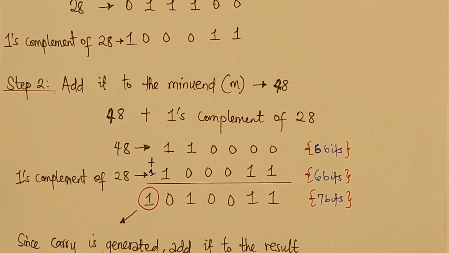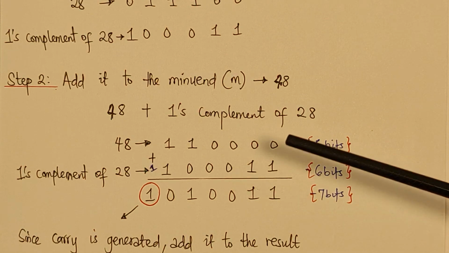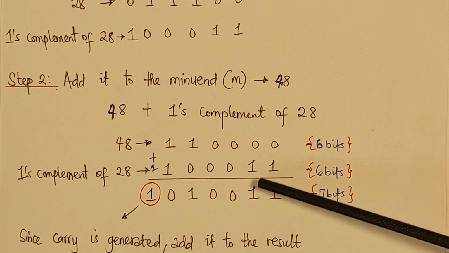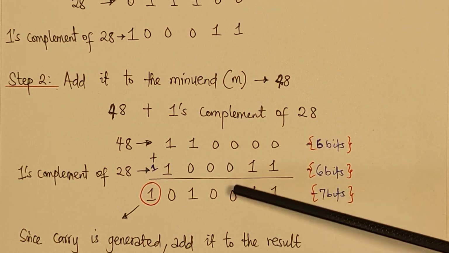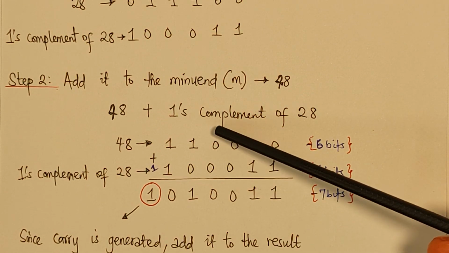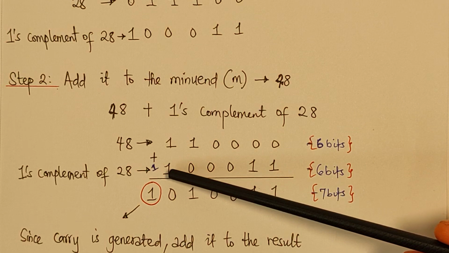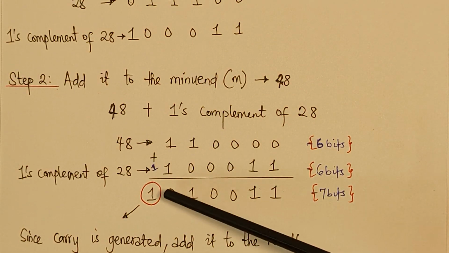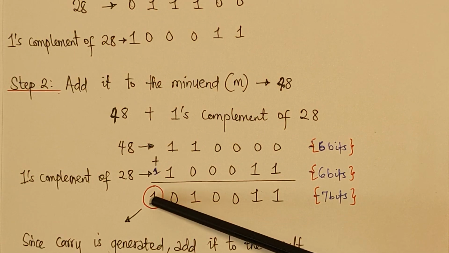The next thing is to add both values together. So 0 plus 1 will be 1, 0 plus 1 will be 1, 0 plus 0 will be 0, 0 plus 0 will be 0, 1 plus 0 will be 1, 1 plus 1 will be 0 with a carry 1. So with this, we're going to have 1 here.